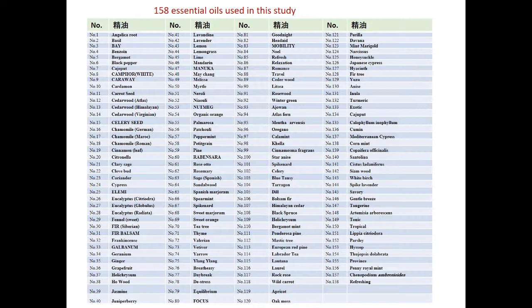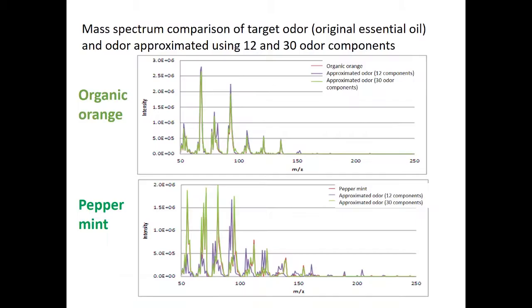And so this one is 158 essential oils used in this study. All the mass spectra were measured in advance. And so this is the result of the approximation of the mass spectrum. This is the organic currant, this is the peppermint. And so 12 odor components and 30 odor components are used to approximate that. In the case of 12 odor components, sometimes deviation occurs here. But with 30 odor components, the approximation is very good.